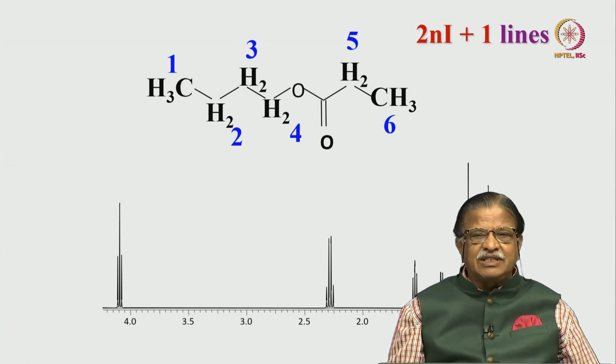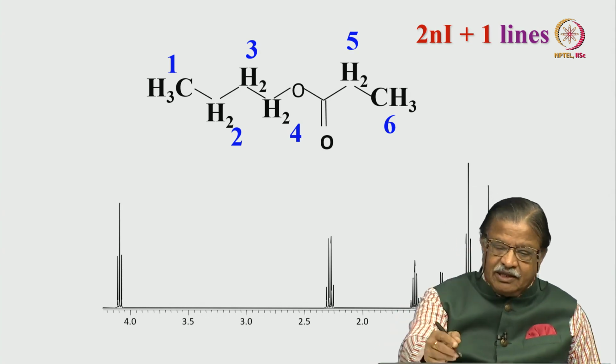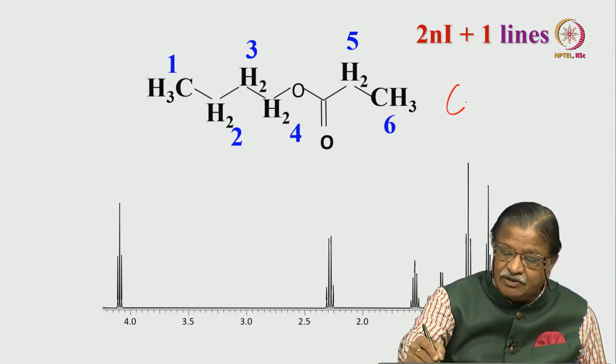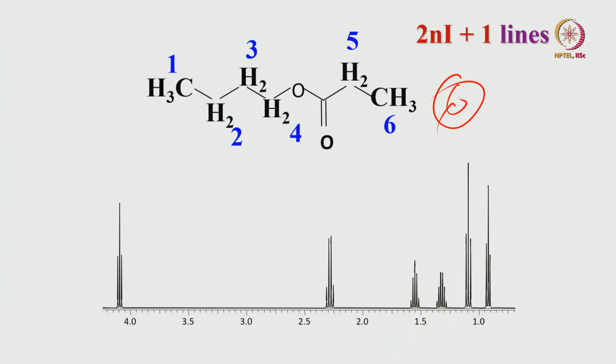That means first count the number of individual chemically inequivalent protons in the molecule. There are 1, 2, 3, 4, 5, 6. There are 6 groups of protons in the molecule. How many groups of peaks are there? There are 6 groups of peaks here. You can understand. Now start interpreting.